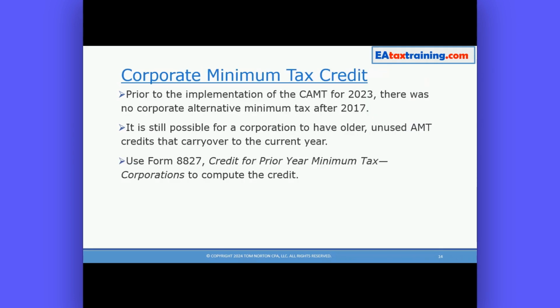Now, for the last few years, since 2018, so 2018 through 2022, there was no corporate AMT. But before 2018, there was a corporate alternative minimum tax. And that could sometimes result in an AMT tax credit that got carried forward to future years. So it is still possible that some of these companies could have some of that credit still available to carry forward to future years, and they can still use that for this newer alternative minimum tax. And they use Form 8827, credit for prior year minimum tax, in order to report that.